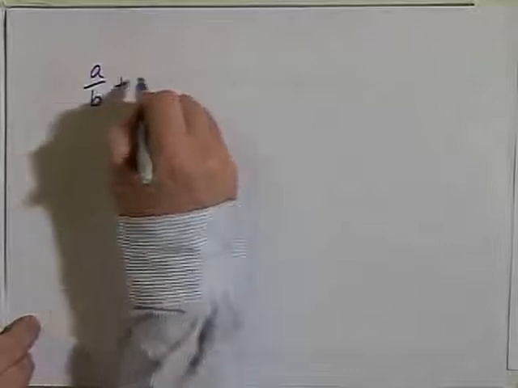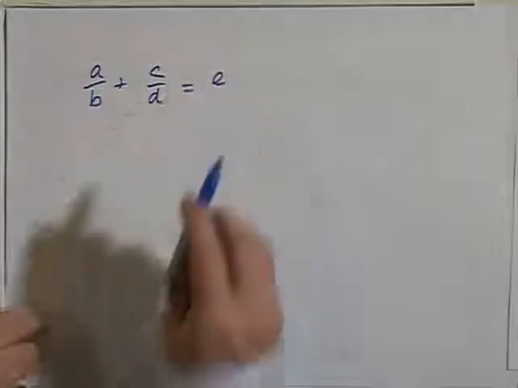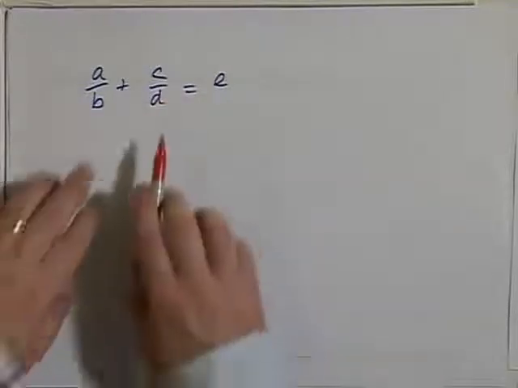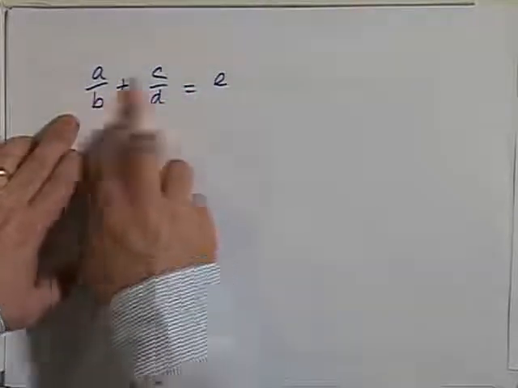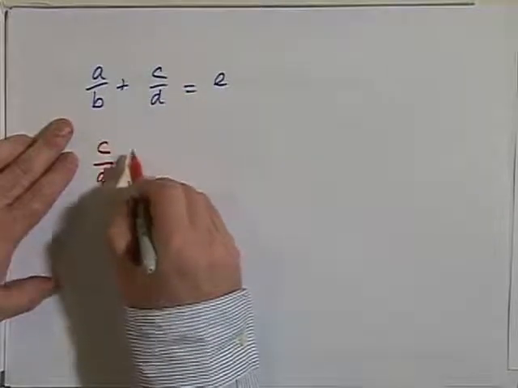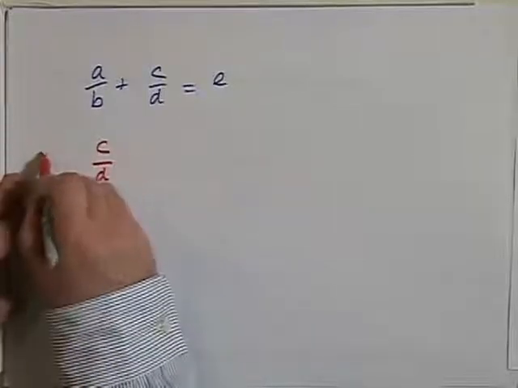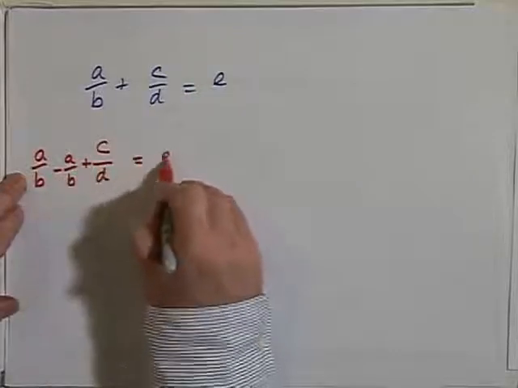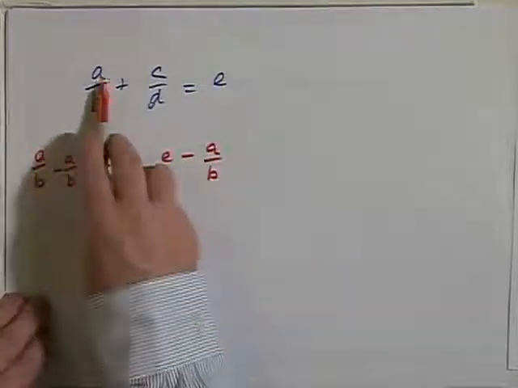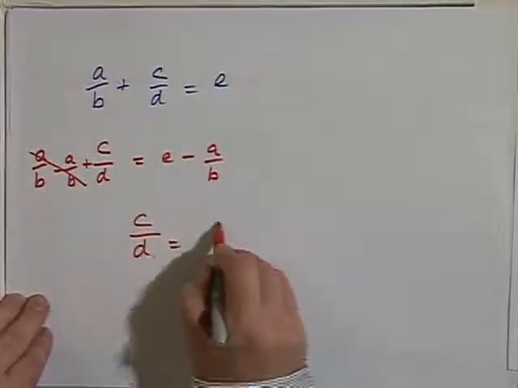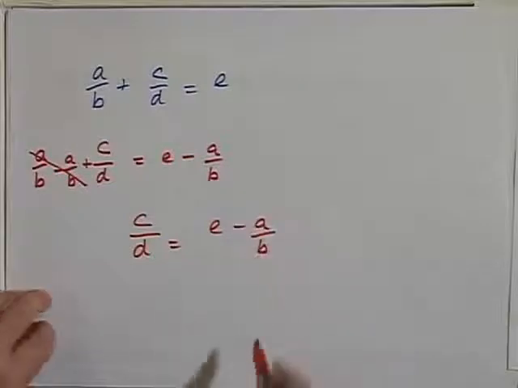A over B plus C over D is E. My focus is D. I don't like D on the bottom, but maybe I'll just get rid of this plus or minus bit first. A over B minus A over B plus C over D is E minus A over B. I'm getting rid of the A over B. So C over D is E minus A over B.